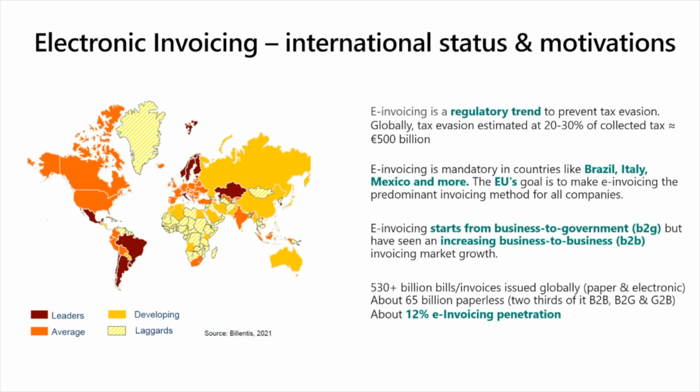The European Union has a goal to make electronic invoicing the predominant invoicing method for all companies. Electronic invoicing started as a B2G, business to government, scenario, but nowadays it is being expanded and is also fulfilling the business to business scenario in a growing market. Today there are more than 500 billion invoices issued globally, around 65 billion of them electronically, totalizing 12% of market penetration.